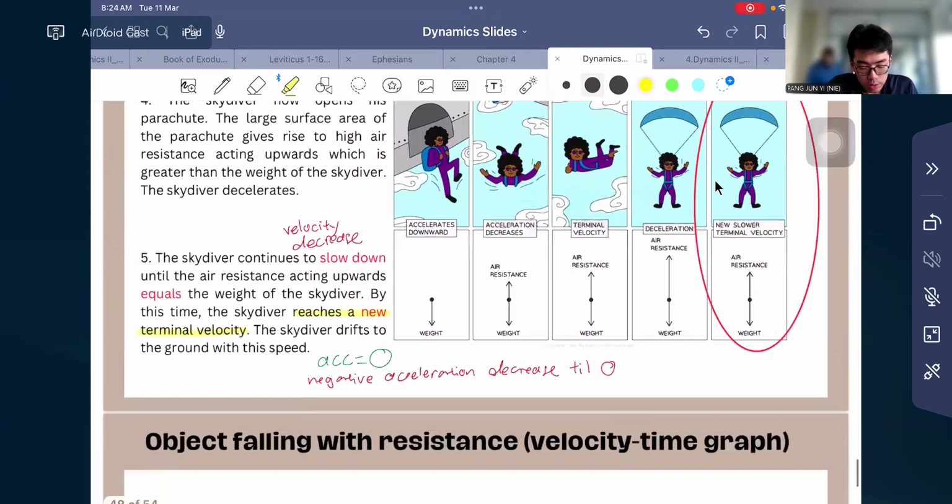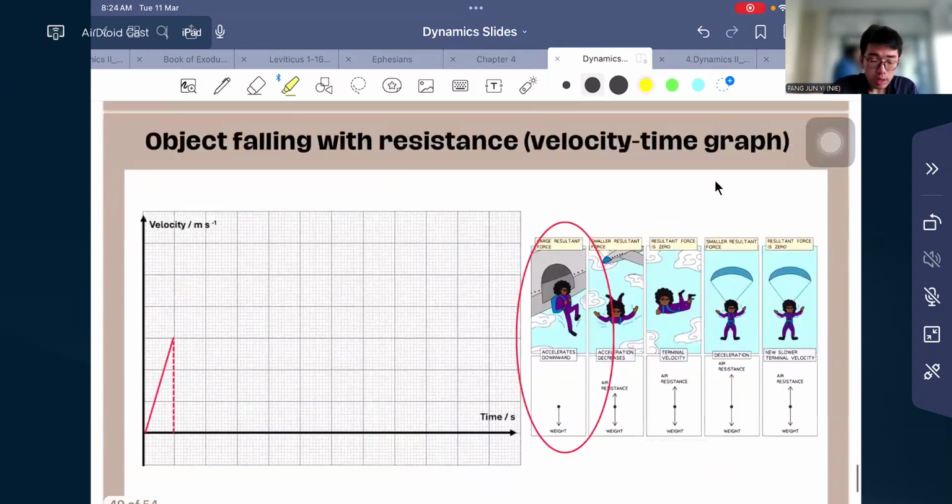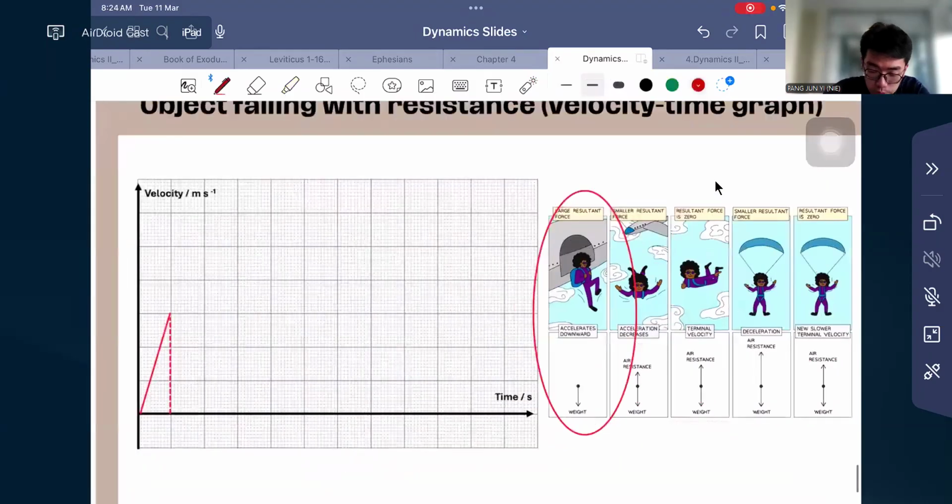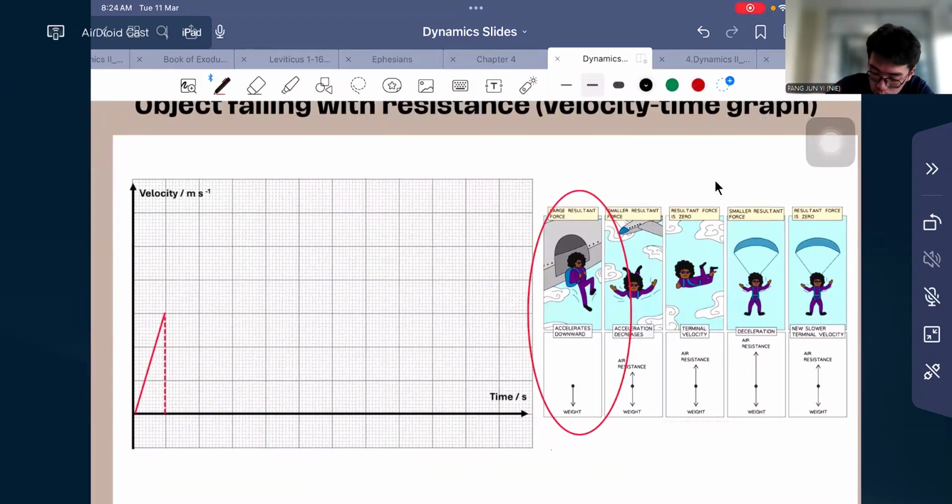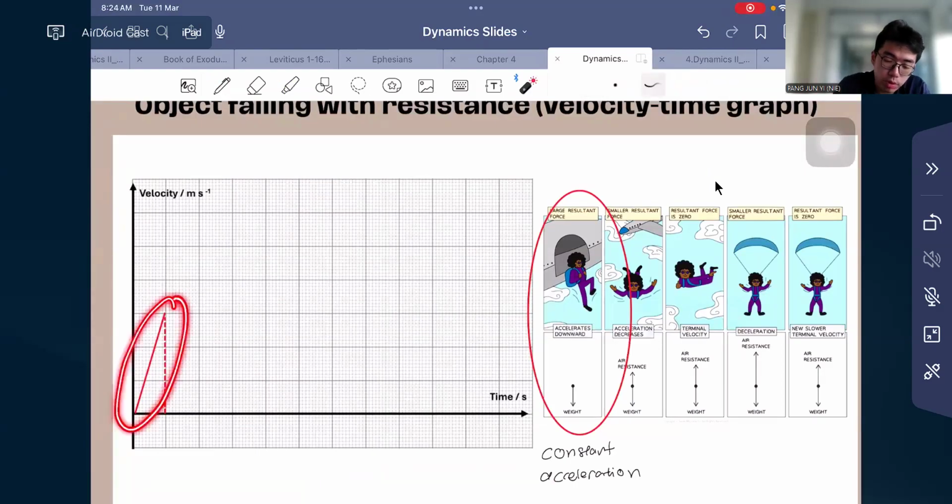So how does it look like? How does the velocity-time graph look like? Firstly, we take a look at stage one first. For stage one, what do you have? You have constant acceleration downwards. So constant acceleration means that the velocity is increasing at a constant rate, which is why you have a straight line here.